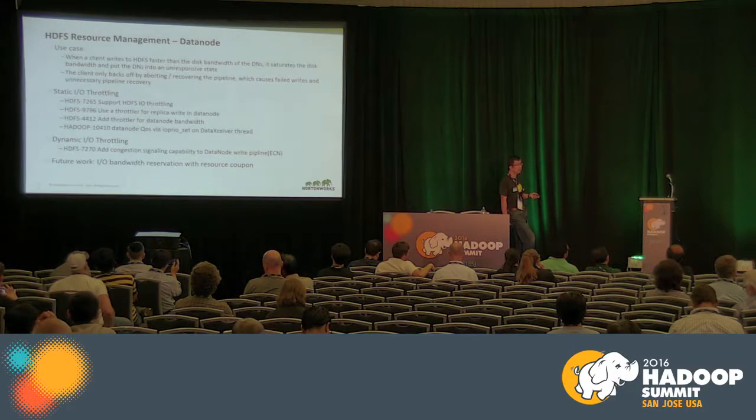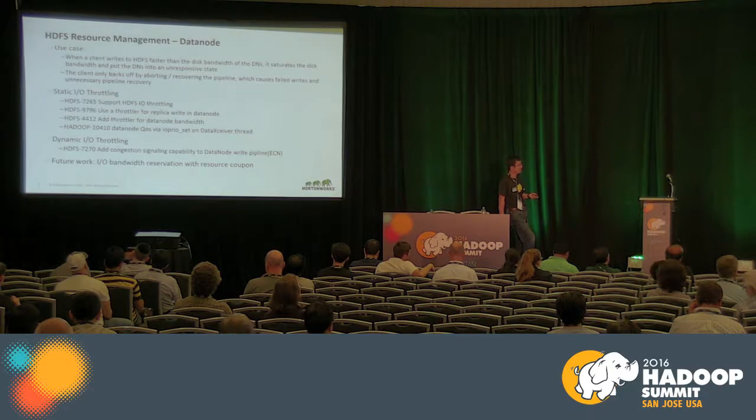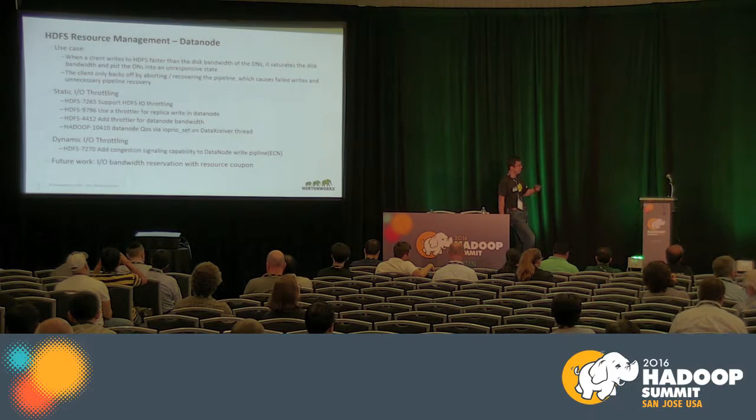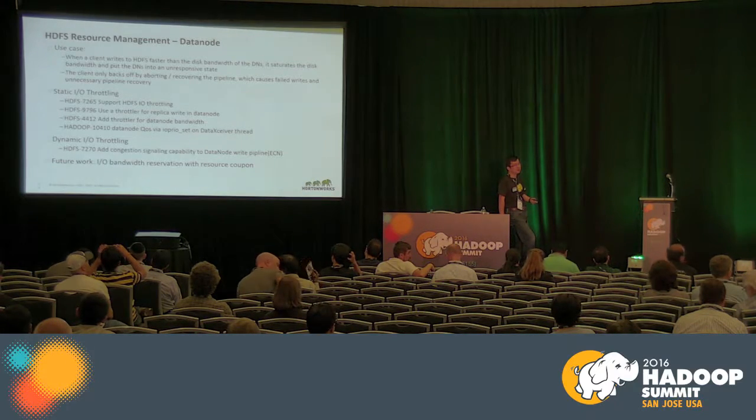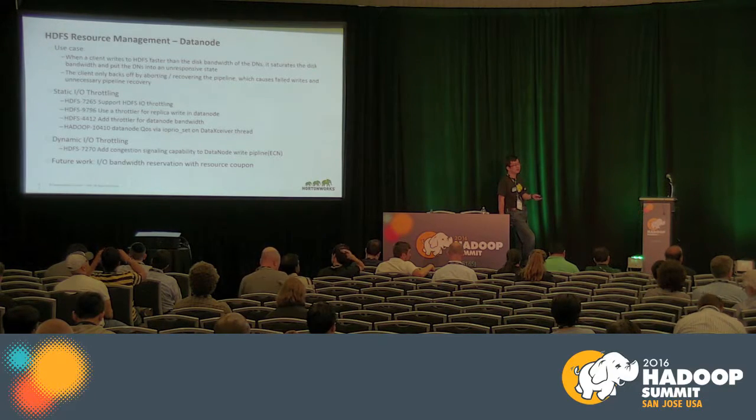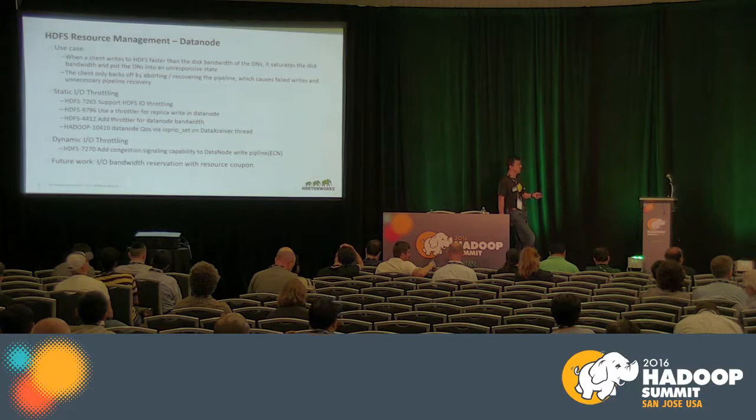And there are quite a few community JIRAs proposed to have a static I/O throttling, but most of those did not make it through the discussion process because there are a lot of concerns around static configurations being really hard to tune in a heterogeneous cluster, especially for multi-tenancy clusters. It's really hard to get a magic number to configure this for users.